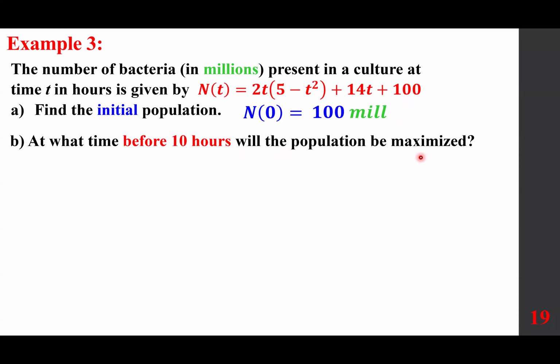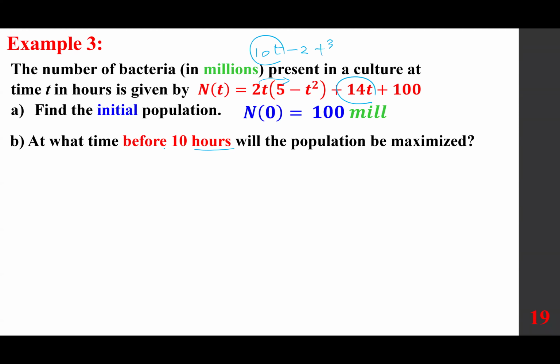In order to get there, first let me distribute and combine them. It makes it easier from there on, because we need to differentiate. So this one is 10t minus 2t cubed, 10t and 14t add up. So we want to put them in descending order from negative 2. So n of t is negative 2t cubed plus 24t plus 100.